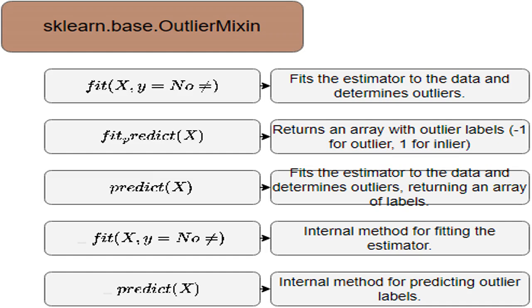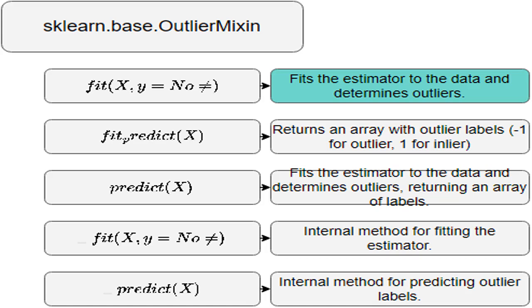sklearn.base.OutlierMixin. A class that provides methods for identifying outliers in data. fit_predict fits the estimator to the data and determines outliers, updating the estimator's internal state and returning an array of labels: -1 for outlier, 1 for inlier. predict predicts outlier labels for new data, returning an array with -1 for outlier and 1 for inlier.